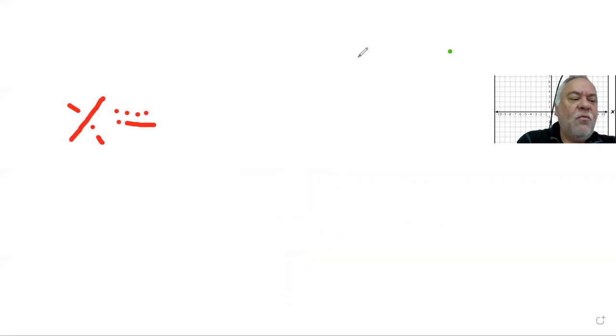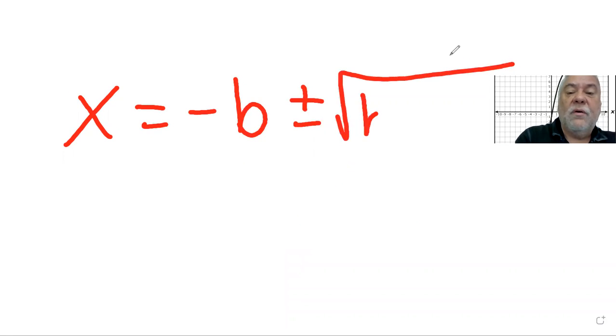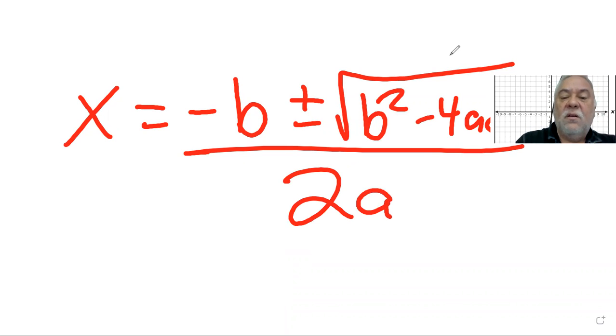And the quadratic formula is x is equal to minus b plus or minus the square root of b squared minus 4ac, all over 2a. You're going, oh my goodness, what does all that mean?